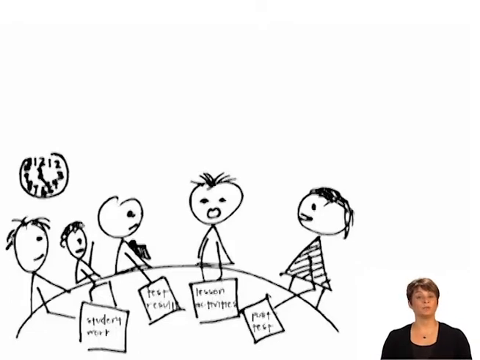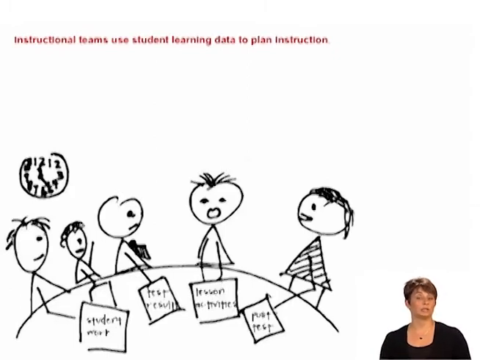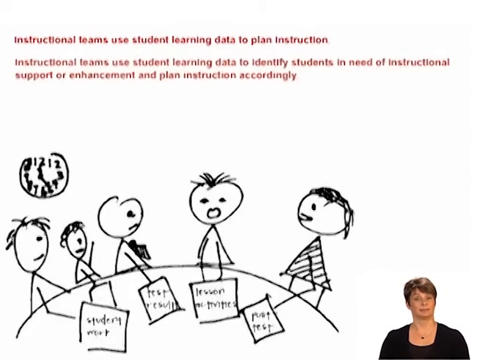This practice reinforces the second, third, and fourth indicators of Part 3. Instructional teams use student learning data to plan instruction. Instructional teams use student learning data to identify students in need of instructional support or enhancement and plan instruction accordingly.